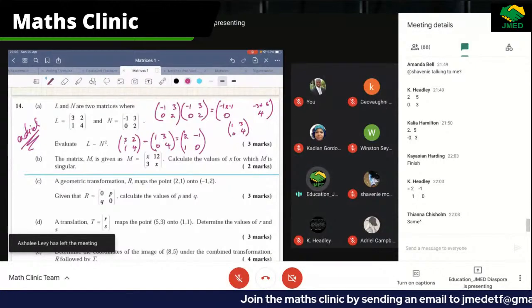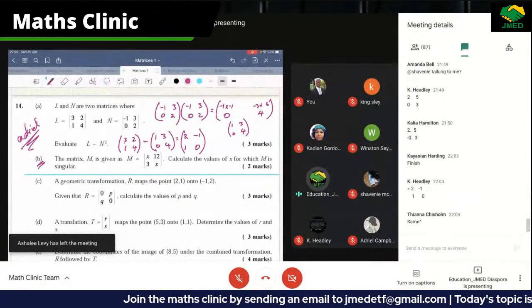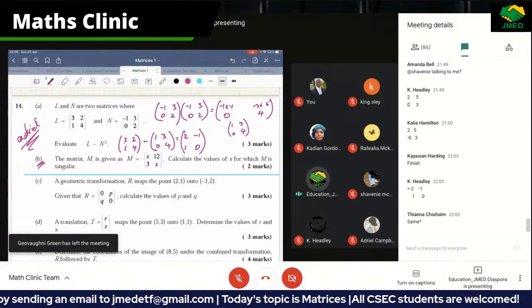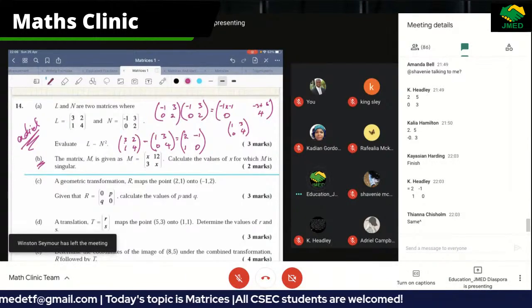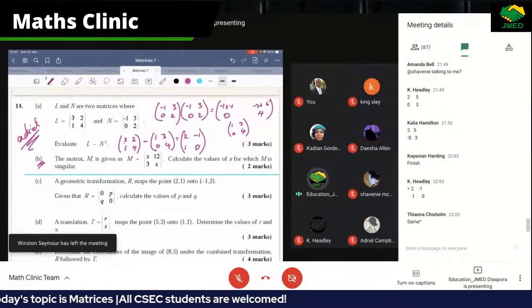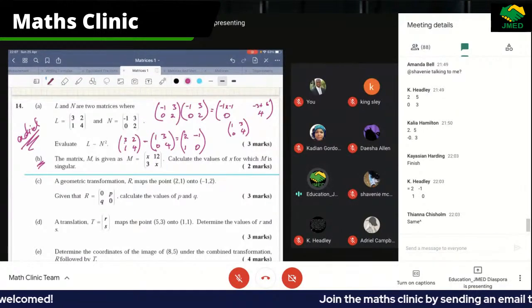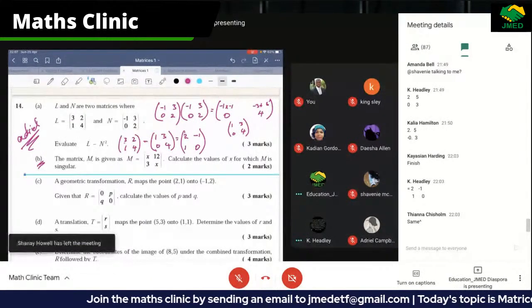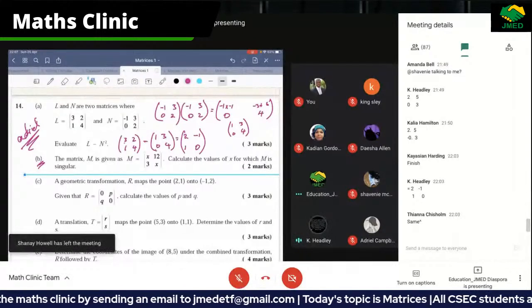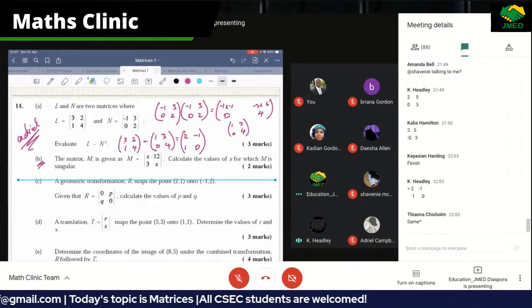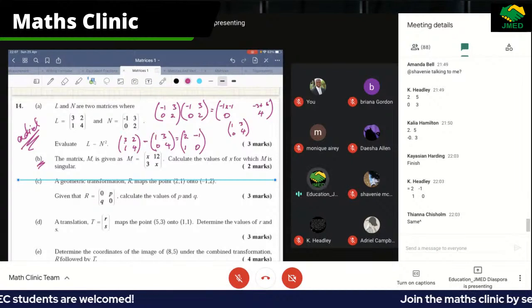And part B, it says, we speak about a singular matrix. And it says, matrix M is given as x, 12, 3, x. And the question says, calculate the value of x for which M is a singular matrix. What do we know about a singular matrix? Their determinant is equal to 0. So what should we have here now?